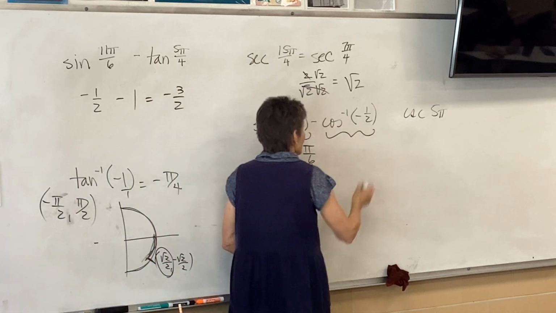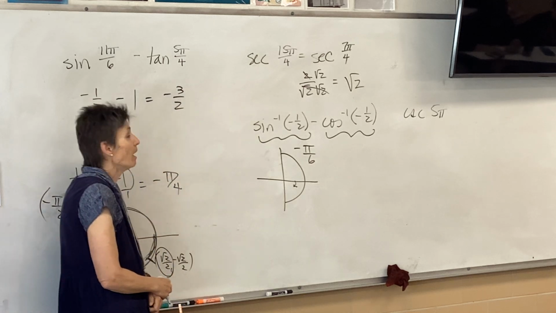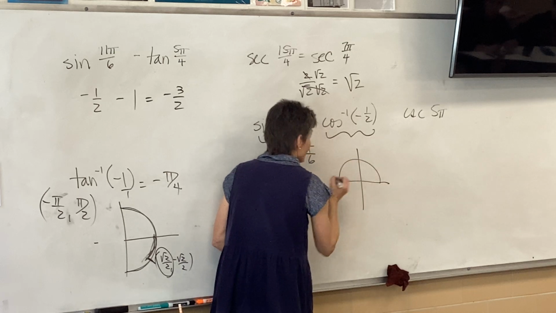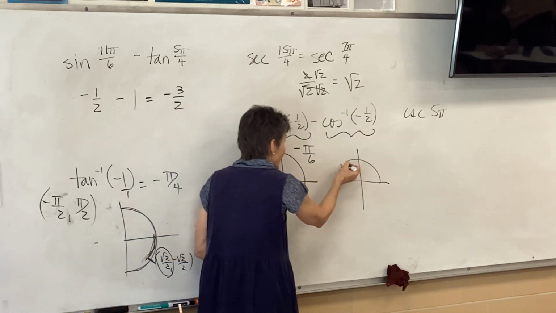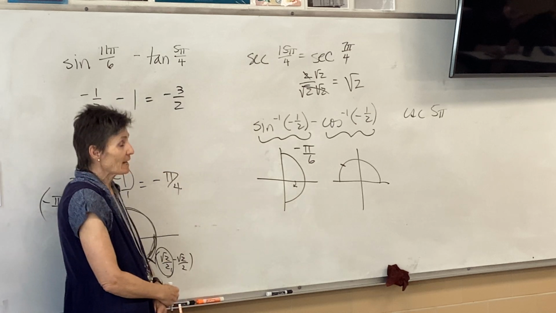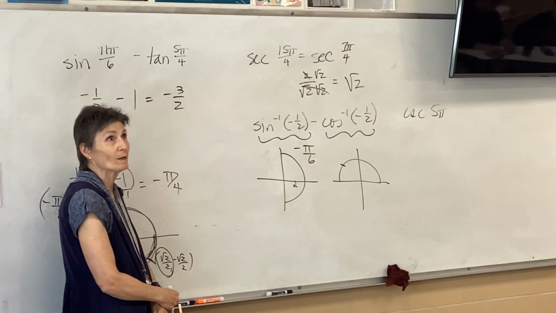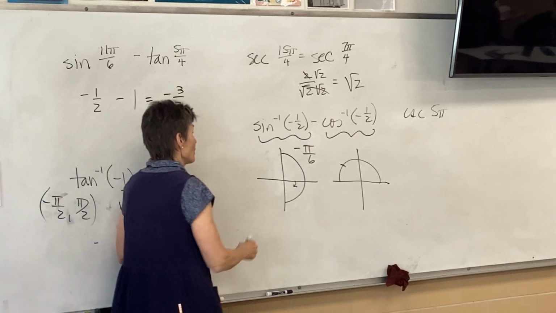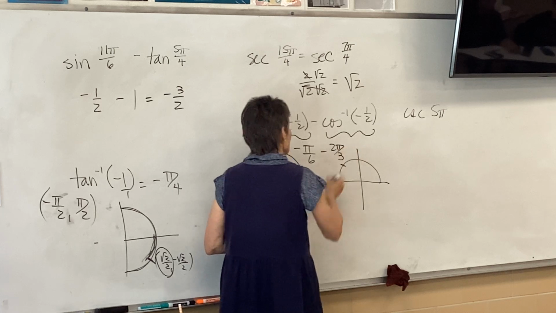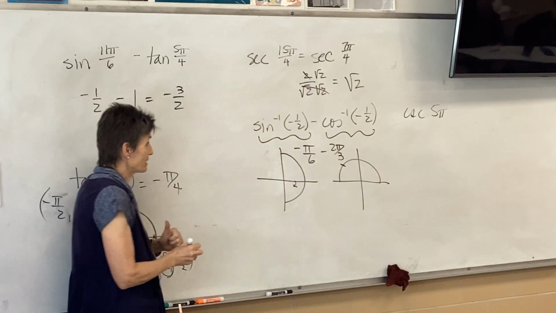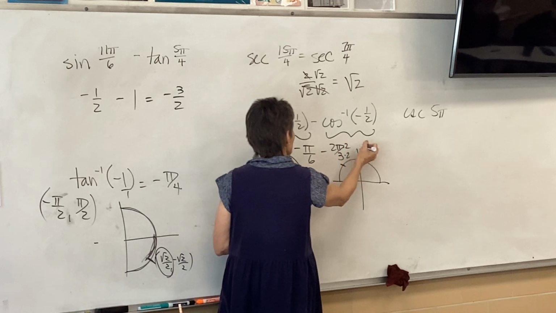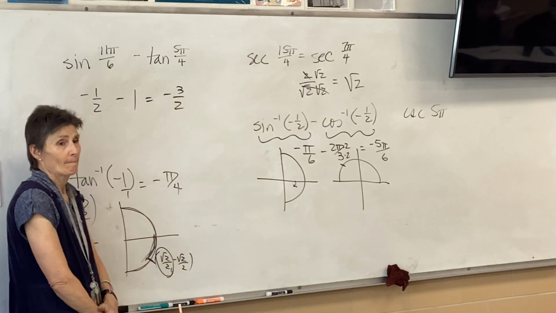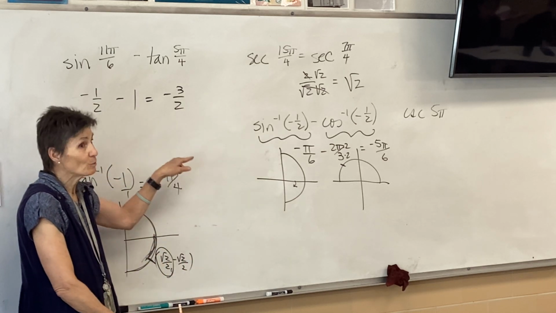What angle has a cosine of -1/2? Cosine's different. Remember, cosines are up here. So I need an angle over here that has a cosine of 1/2. So what is that? That's pi over 3 in the second quadrant. So 2 pi over 3. And then I'm gonna subtract them. So I think -5 pi over 6, does that look about right? There's a lot of review in that problem.